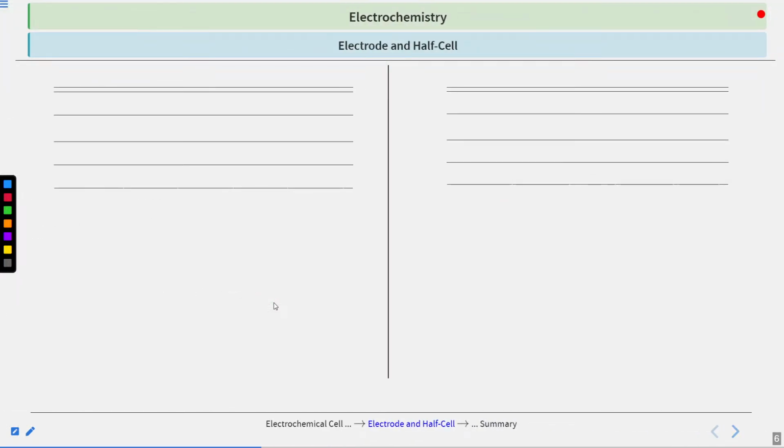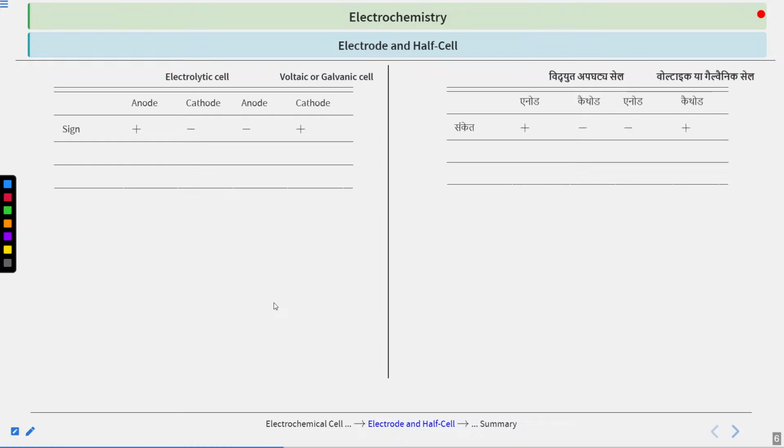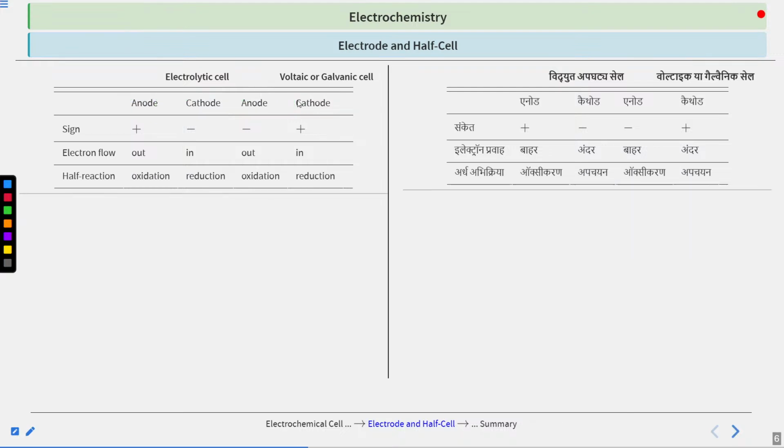If I try to brief all of this, about oxidation and reduction: in the electrolytic cell, the anode has a positive sign and the cathode has a negative sign. Whereas in the voltaic cell, the anode has a negative sign and the cathode has a positive sign. Electrons move from anode to cathode, and in the voltaic cell also they move from anode to cathode. What about the half reactions? In the electrolytic cell, oxidation occurs at the anode and reduction takes place at the cathode. The same is true in the galvanic cell: oxidation occurs at the anode and reduction at the cathode. So the only difference is the sign.